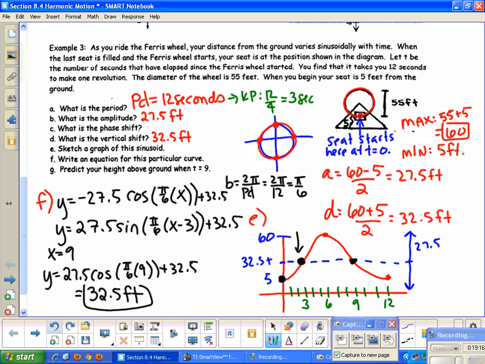If it was not one of my key points on my graph, then of course I would go ahead and make sure to plug it into my calculator, and I would use radian mode and then figure out what the value would be equal to.